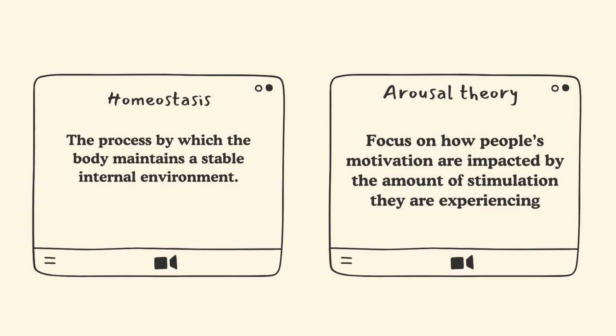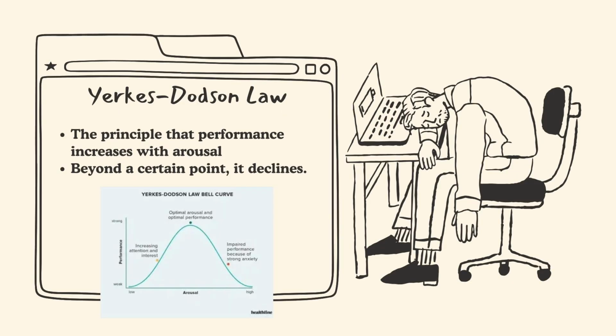Arousal theory focuses on how people's motivation is impacted by the amount of stimulation they are experiencing. Connected to that, there's a law called the Yerkes-Dodson law. This is the principle that performance increases with arousal. It will keep increasing until it reaches a certain point, and beyond that point it will decrease or decline, like the graph I show at the bottom. So they start to grow, they increase with arousal, and they reach this.